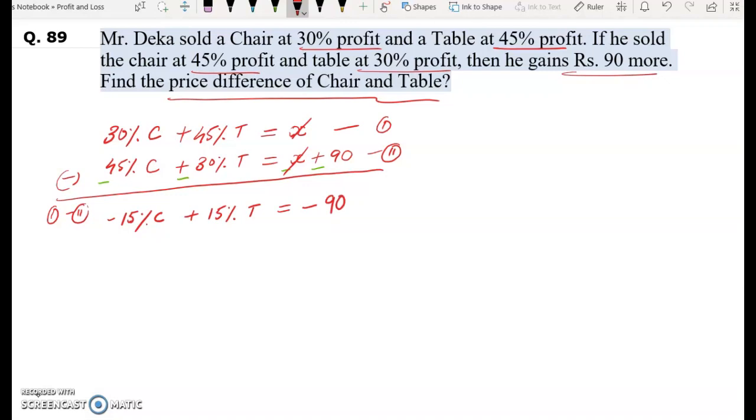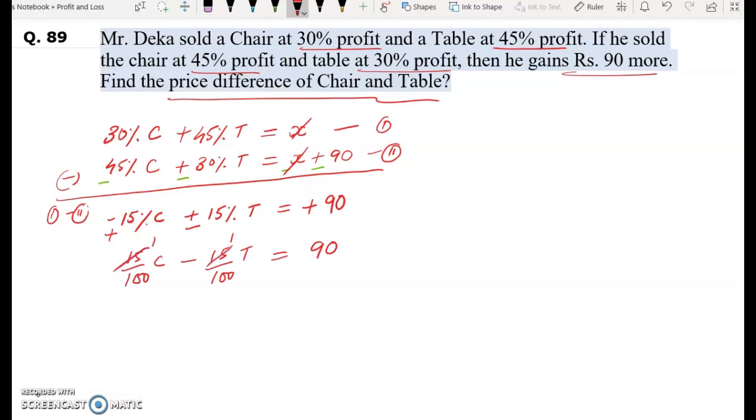Now we can make this negative into positive. We will change the signs. This will be minus and this will be plus. So 15% of C minus 15% of T is equal to 90. I will explain step by step, so I'm writing everything. So 15% of C minus 15% of T is equal to 90.